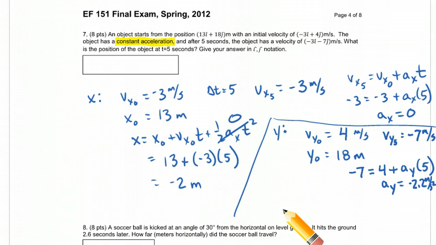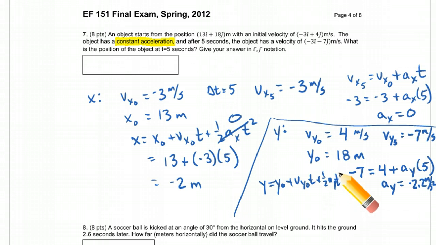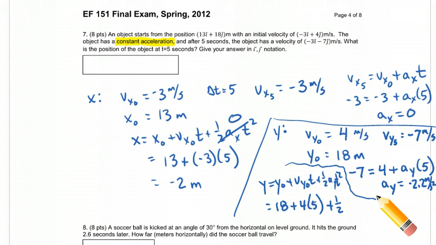Alright, and again we can do the same equation in y. y equals y0 plus vy0 t plus 1/2 ay t squared. Okay, running out of room here. I didn't plan ahead very well, but my y value is going to be equal to y0 of 18 plus vy0 of 4 times 5 plus 1/2 acceleration y, minus 2.2, times time squared.